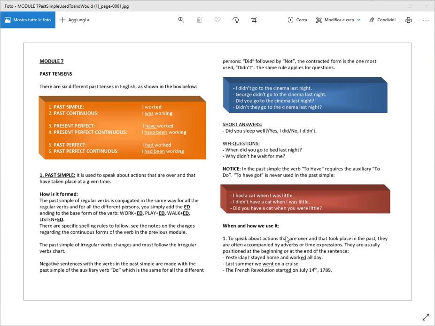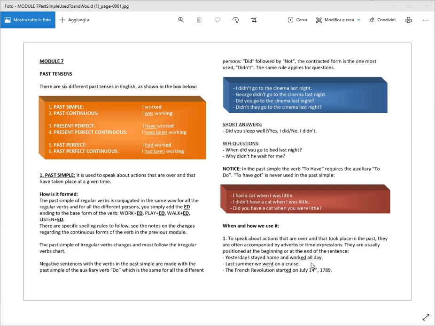So, when and how do we use it? To speak about actions that are over and that took place in the past. They are often accompanied by adverbs or time expressions. They are usually positioned at the beginning or at the end of the sentence. Therefore, yesterday I stayed home and worked all day. Last summer, we went on a cruise. The French Revolution started on July 14th, 1789.